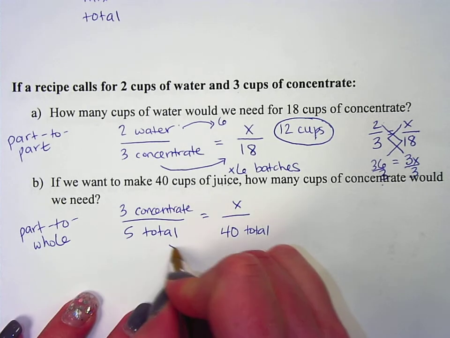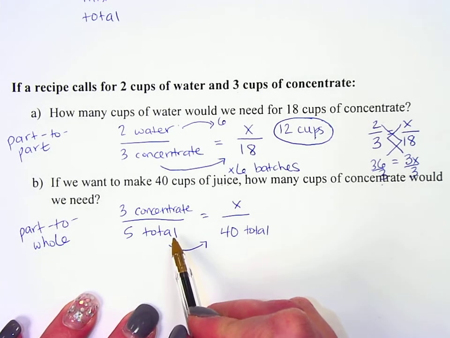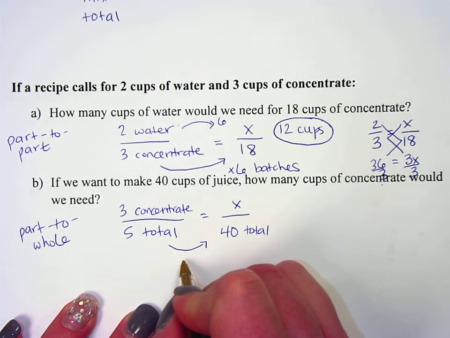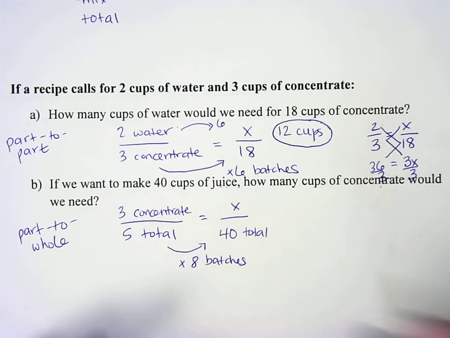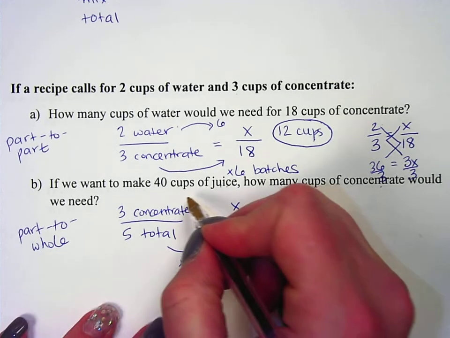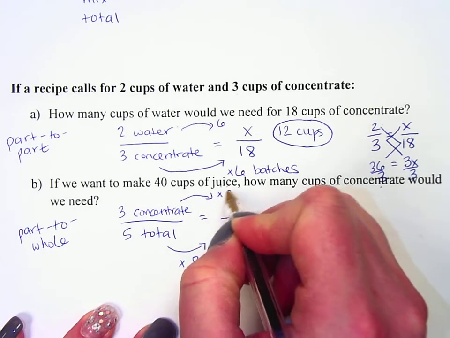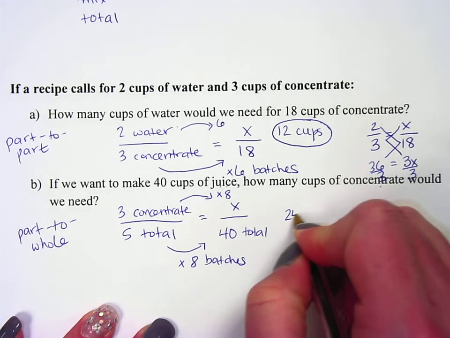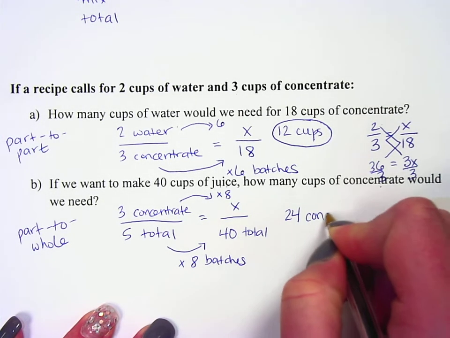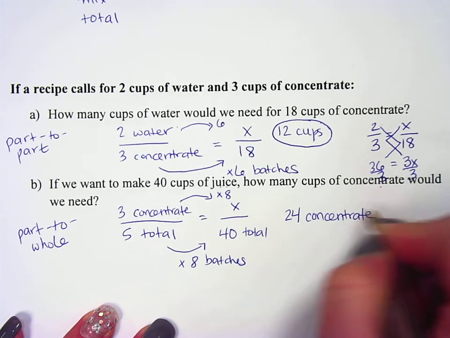Well, I'm thinking scale factor. If each individual batch is 5, I could do times 8 batches to get me 40 cups total. That would require 3 cups of concentrate, also getting taken times 8. So my answer is 24 cups of concentrate.